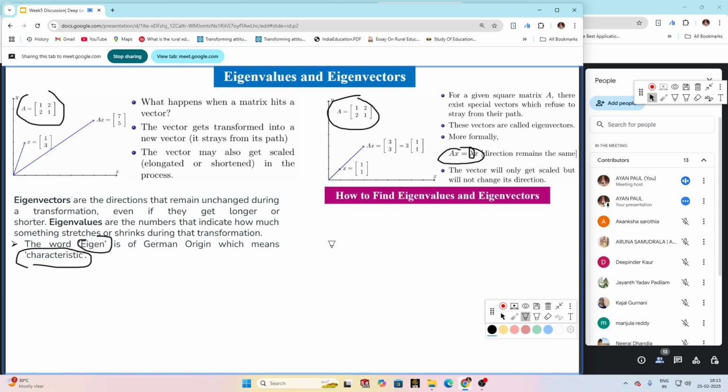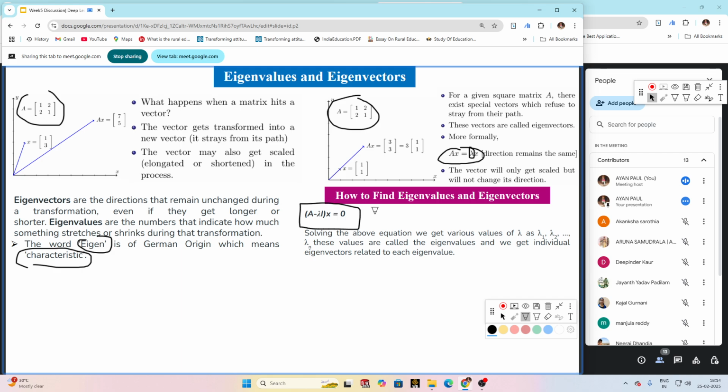Now the question is how to find these eigenvalues and eigenvectors. Suppose we have a matrix A. How can we find its eigenvectors and eigenvalues? See, the equation we just discussed is Ax = lambda x. Taking lambda x to the left-hand side and taking x common, we arrive at this equation. Now x cannot be 0, since x is a vector, so the determinant of A minus lambda I will be 0.